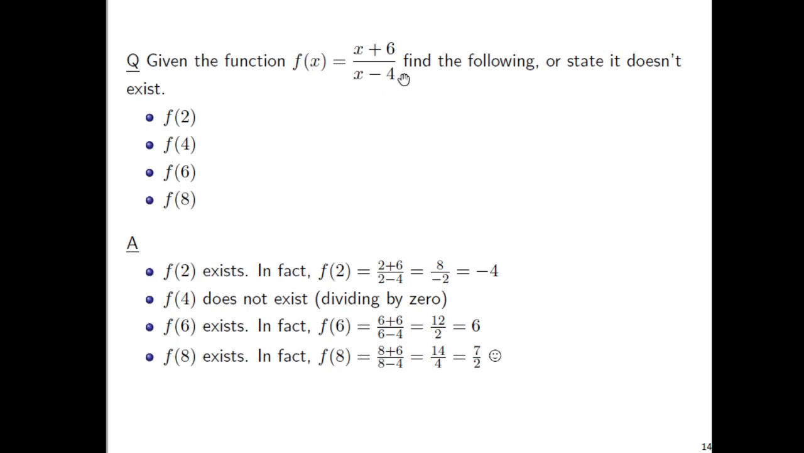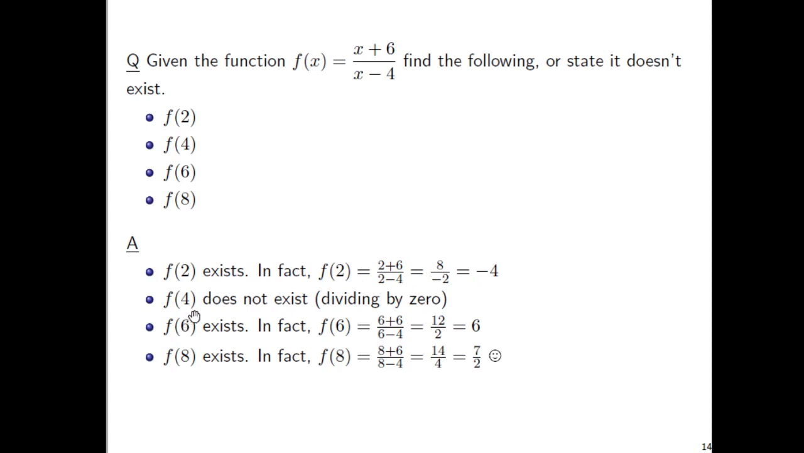So I basically took that and copy pasted it down here. I just replaced all three x's with a 2. That way we read off f of 2 equals 2 plus 6 over 2 minus 4. And then we'll simplify the arithmetic here. We've got 8 over negative 2, which simplifies to negative 4.